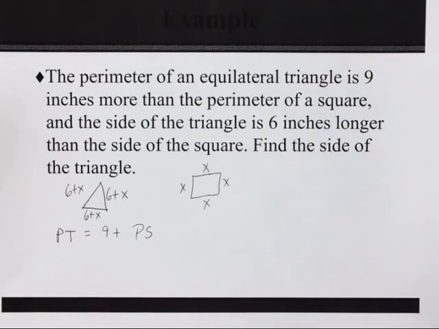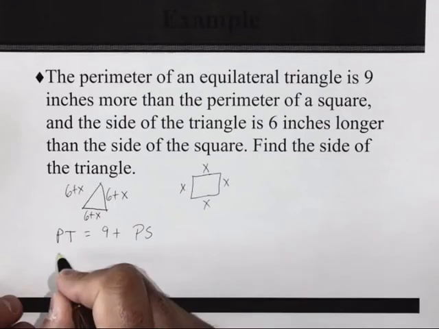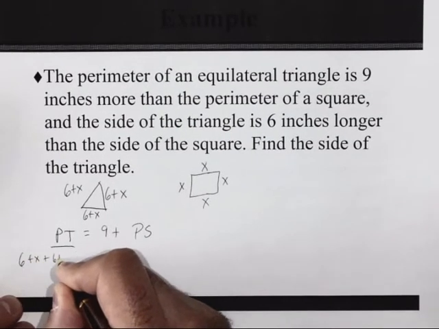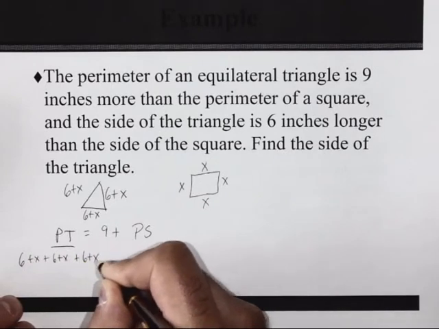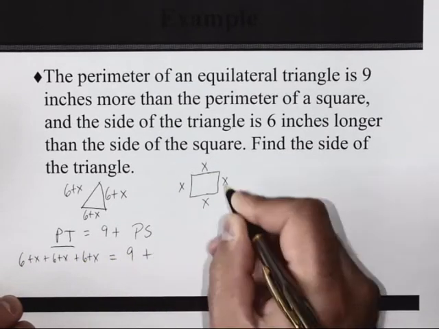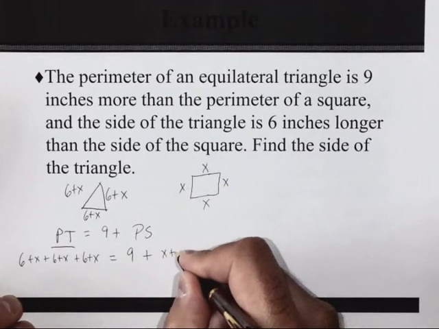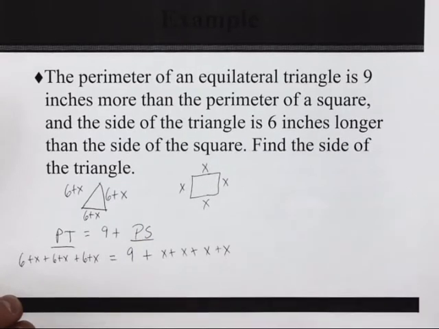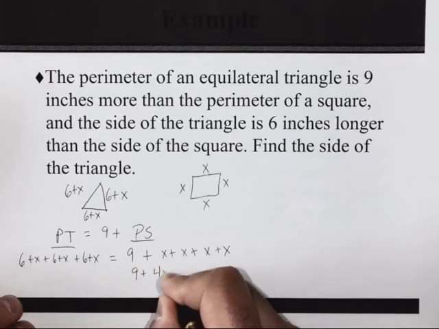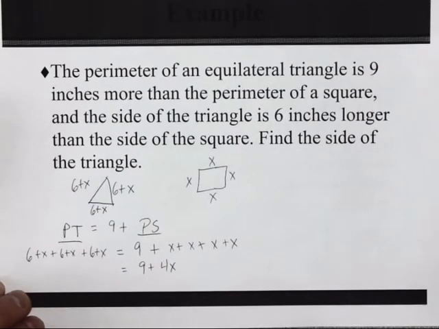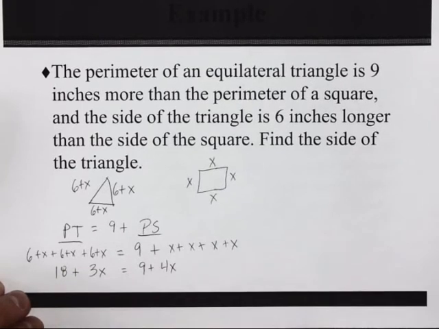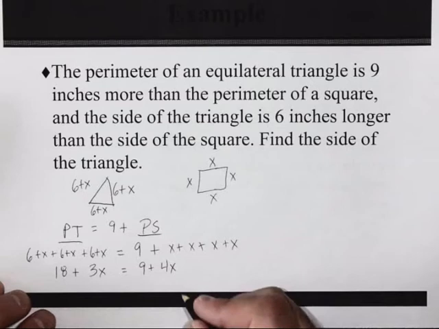So now I have enough information to come up with an expression for both the perimeter of the triangle, which is 6 plus x plus 6 plus x plus 6 plus x, and the perimeter of the square, which is x plus x plus x plus x. So I have 9 plus 4x equals 18 plus 3x, and then I can solve from here.